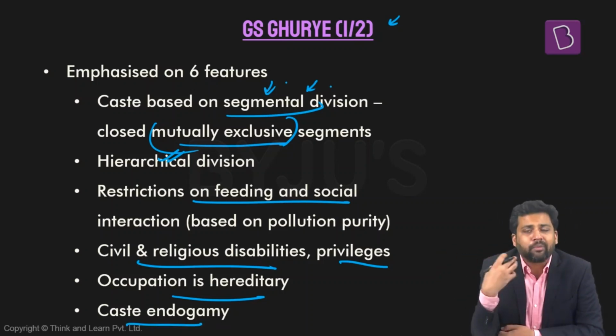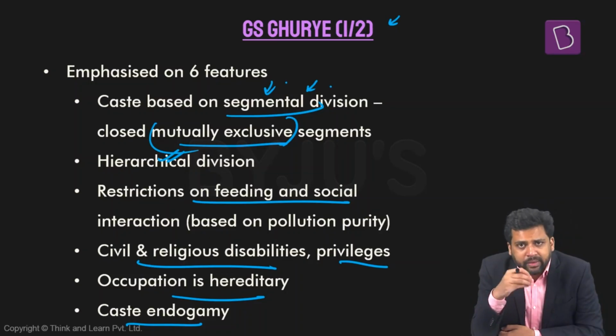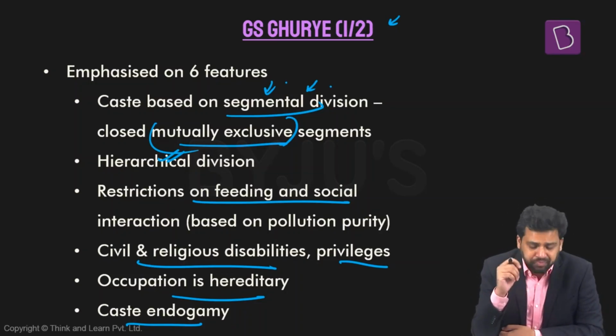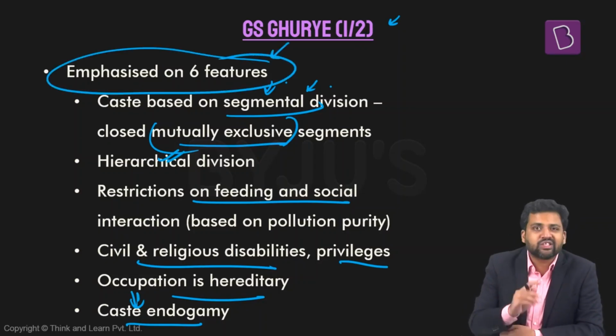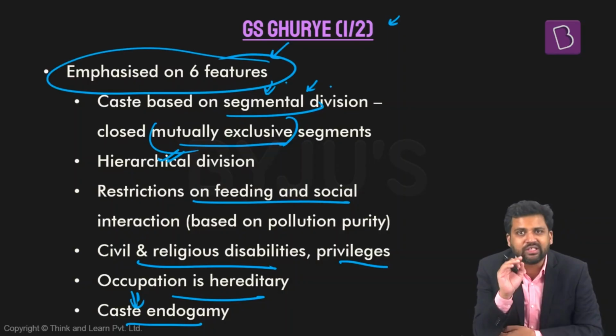Last point, when people who are members of a particular caste choose their partners, when they choose their spouses, they again take into consideration caste, which implies that people marry within the same caste. So marriages happen within the same caste. We'll rarely find marriages happening across caste. This is how caste boundaries are maintained. So G.S. Ghurye emphasized all these 6 features of caste system.